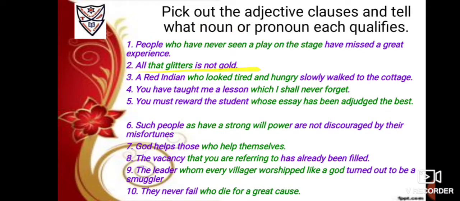Number two, all that glitters is not gold. So it is that glitters, because we usually use that for things. All is the noun that the clause that glitters qualifies. Number three, a red Indian who looked tired and hungry slowly walked to the cottage. We are qualifying the noun a red Indian because it is a subject, so we are using who. So who looked tired and hungry is an adjective clause.